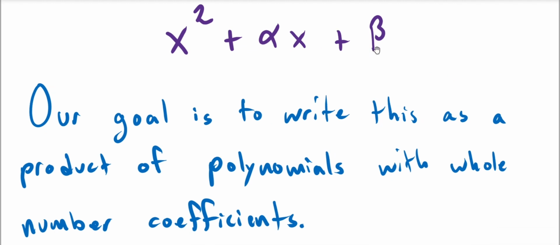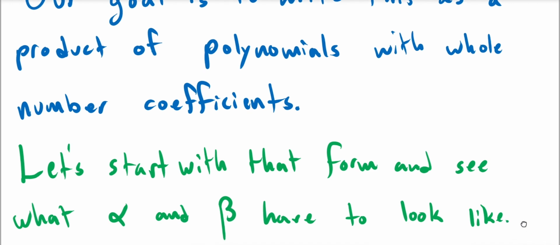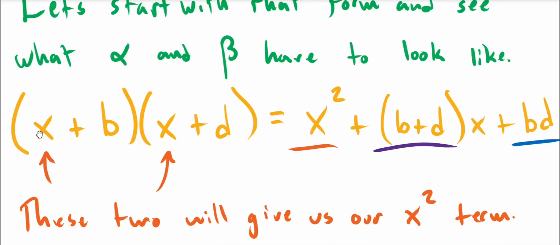Now, I've used some funny symbols here. This is an alpha and a beta, but they're just standing in for numbers. Let's take a look at the end result. Let's start with the factored form and see what that's going to mean alpha and beta have to look like, and then we can get rid of the alpha and beta and just look at that. So let's say I started with the factored version, x plus something times x plus something else, maybe. Okay, so what would the middle term have to look like in terms of this b and d?